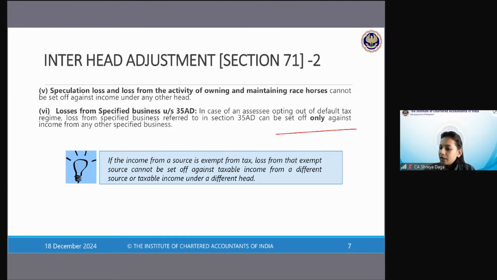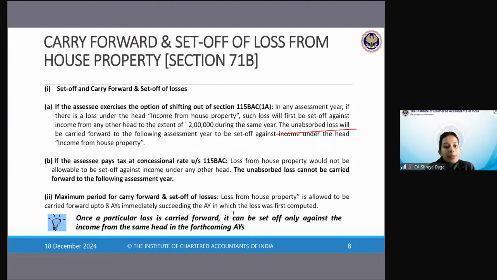Next, carry forward and set off of loss from house property. There's a separate section for house property, section 71B. Just have a look at this. Read this once. I think we already discussed this. It's just given in different words over here.